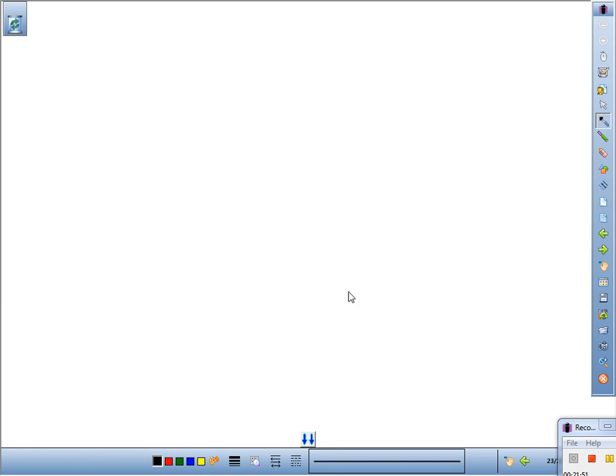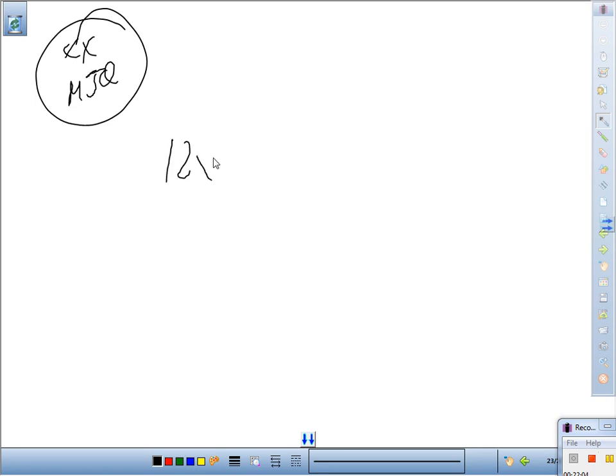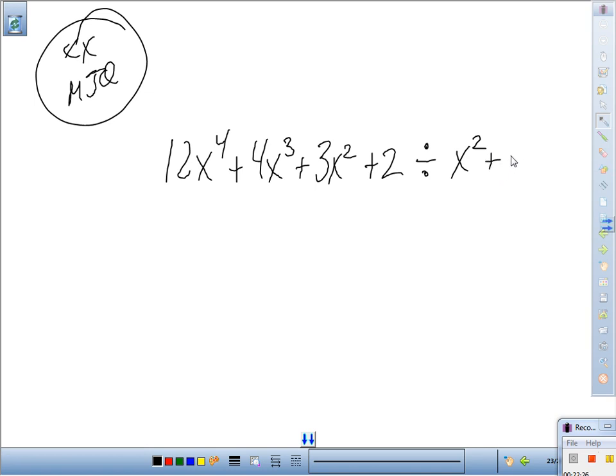Copy this one. Example 3. 12x to the fourth plus 4x cubed plus 3x squared plus 2 divided by x squared plus, give me a number, 4. All right, let's see how you do with that one.